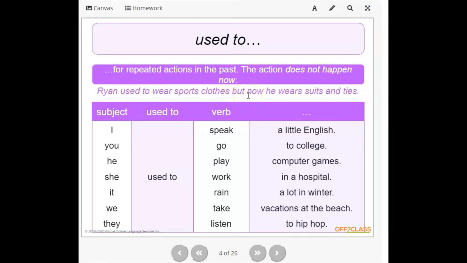Okay. And well, the form: the subject, then used to, and then the verb. For example, I used to speak a little English. Notice that the to sounds with the weak form. So it's used to. I used to speak a little English. You used to go to college. He used to play computer games. She used to work in a hospital. It used to rain a lot in winter. We used to take vacations at the beach. They used to listen to hip hop.